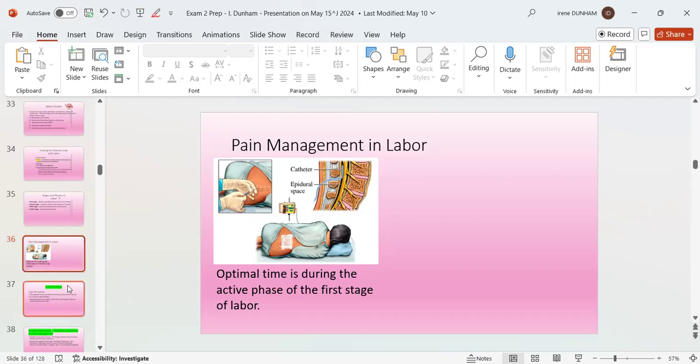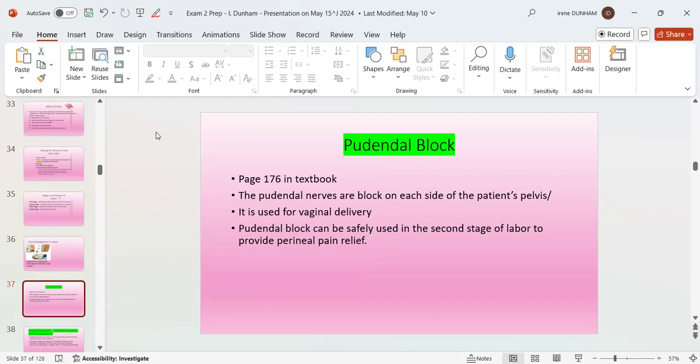Okay. Now, another type of pain relief we can give is called a pudendal block. Now, you're going to give this during the second stage.